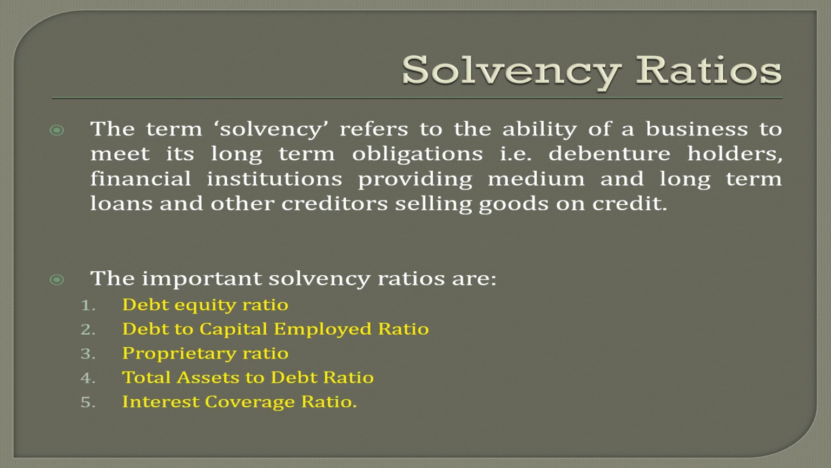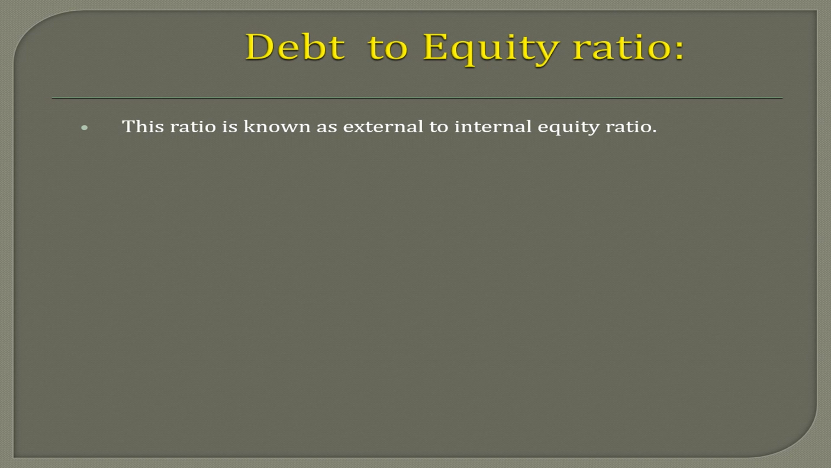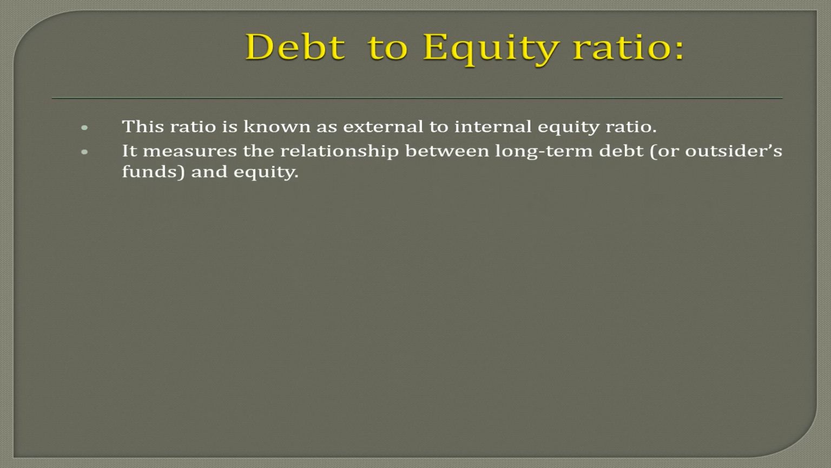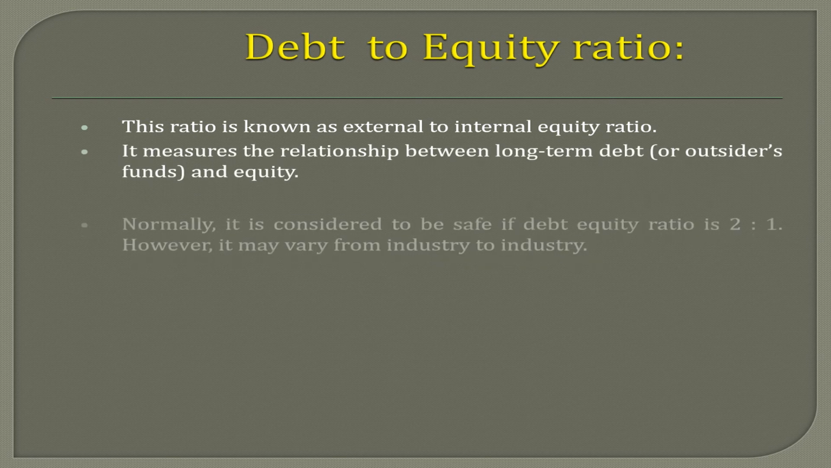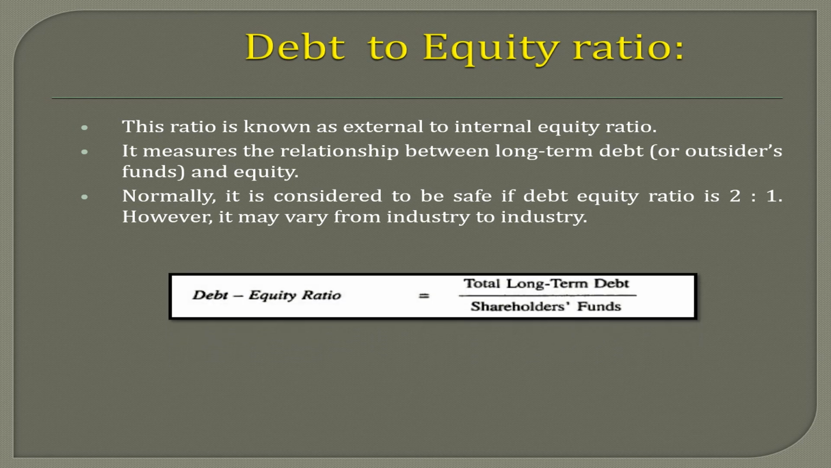and interest coverage ratio. Let's talk about debt equity ratio. This ratio is also known as external to internal equity ratio. It measures the relationship between long-term debt and equity. Normally, it is considered to be safe if debt equity ratio is 2:1. However, it may vary from industry to industry. Now, debt equity ratio is equal to total long-term debt upon shareholders' funds.